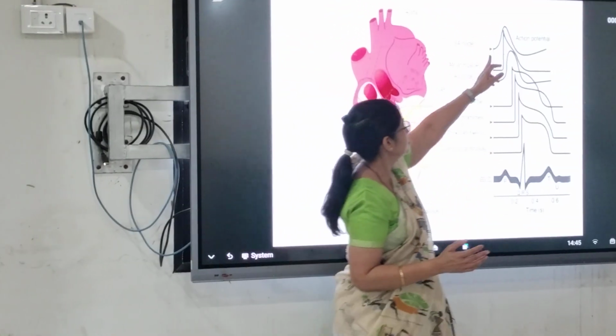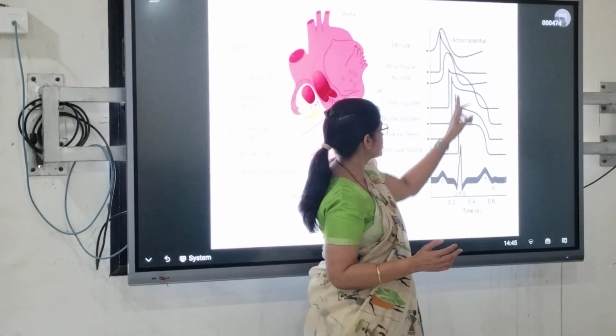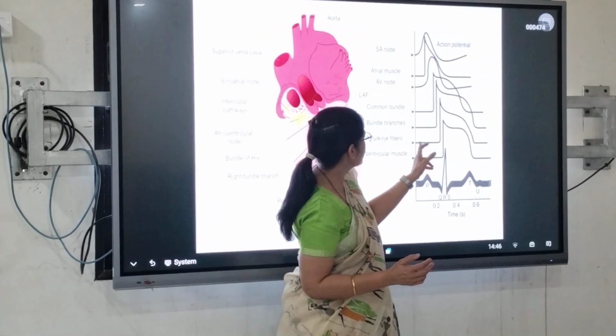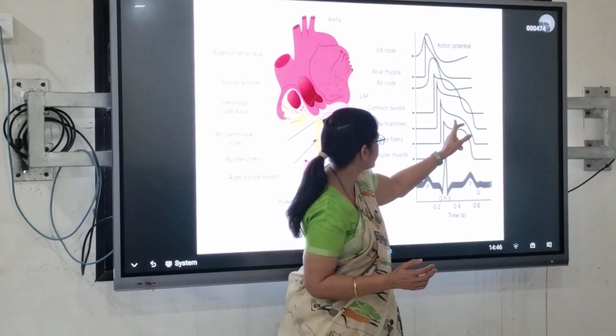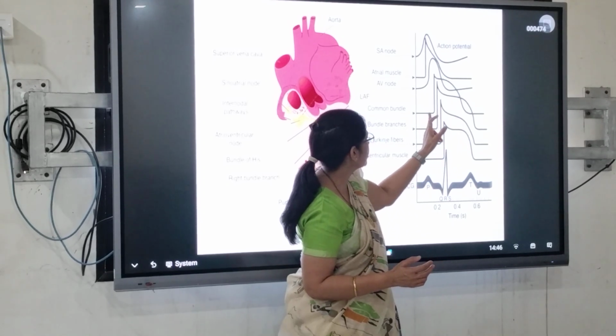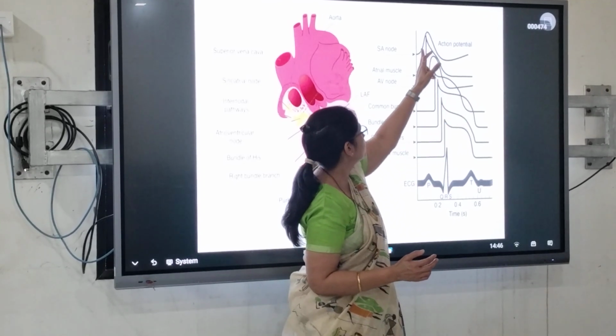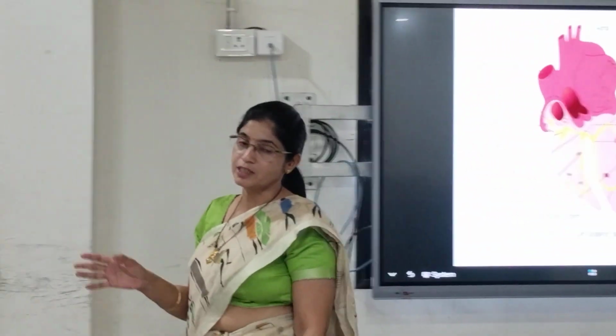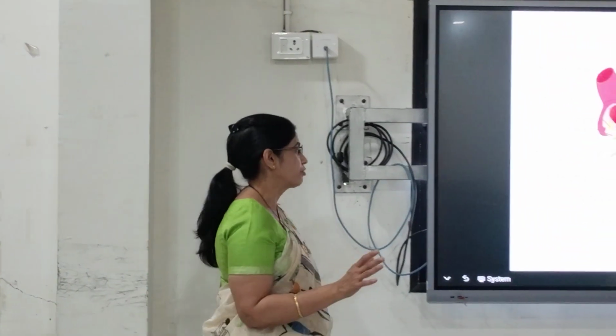The SA node action potential is different, the bundle branch action potential is different. Here you can see, this is the slow response. In the ventricular muscles you get the plateau phase. The Purkinje fibers get a slight plateau phase. The bundle branches get a plateau phase, but in the action potential of the SA node there is no plateau phase. So just remember the difference.